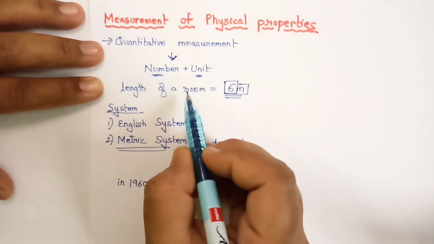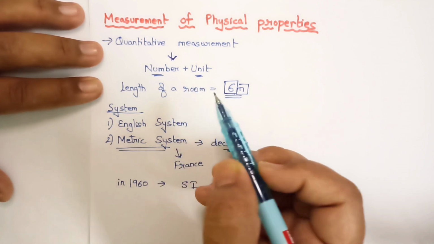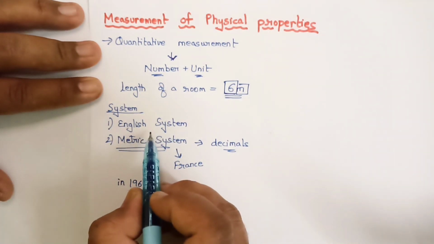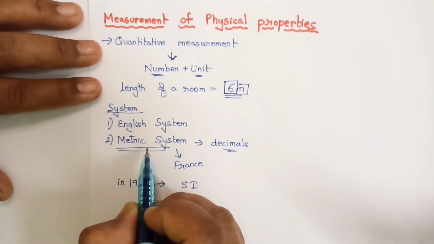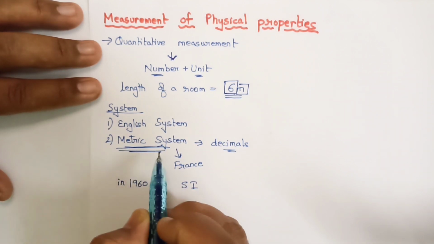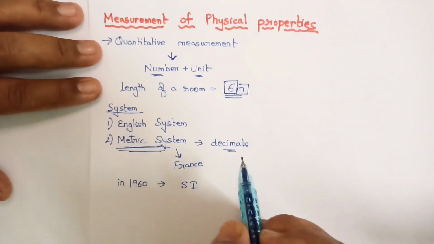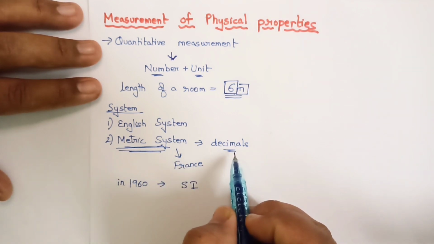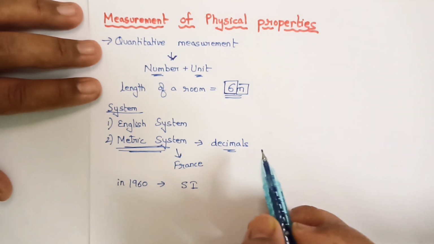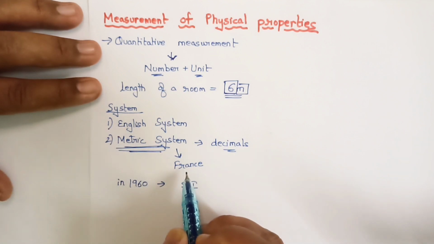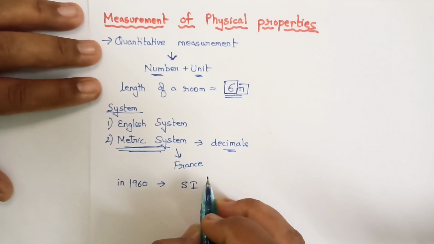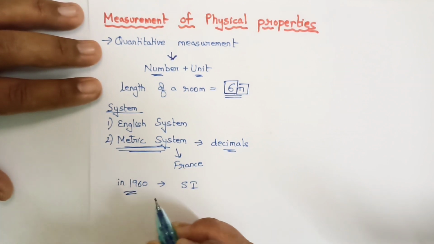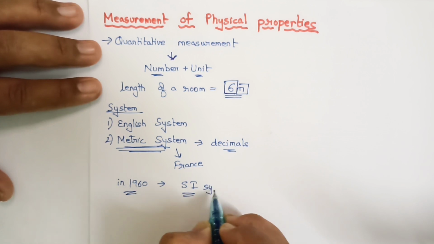For this measurement, various systems were proposed. The two most common systems of measurement are the English system and the metric system. Among these, the metric system is considered to be the most convenient one as it is based on decimals. Since it is based on decimals, the accuracy of measurement will be more, and this system of measurement originated in France. But still the scientists found that there was a need for a standard system of measurement, and hence in 1960 they proposed the SI system of measurement.